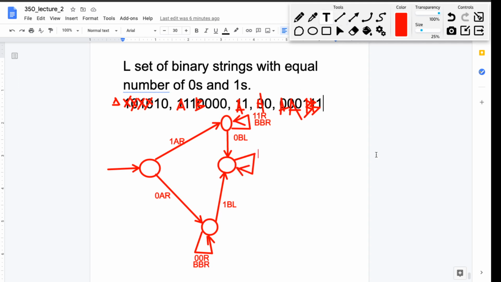So what am I skipping? I'm skipping 0 0 0 0 L, 1 1 L, and I'm skipping all the B's, BBL. Okay, so I'm skipping all of them. And then once I see the first A, that's actually where I'm going to start the loop over. So once I see AAR, I'm going to repeat this loop.